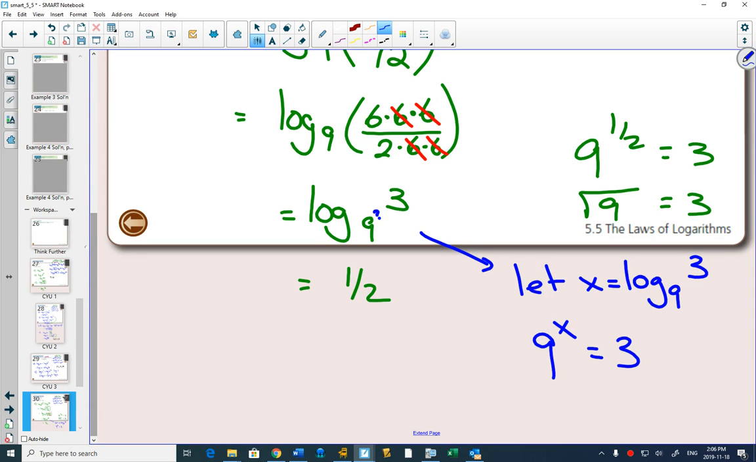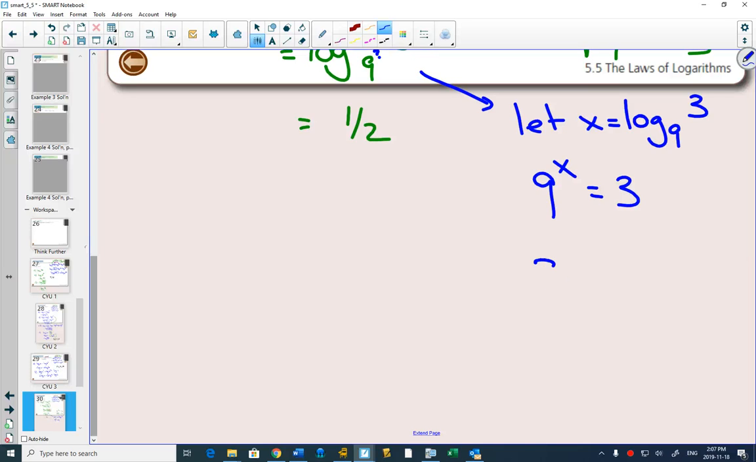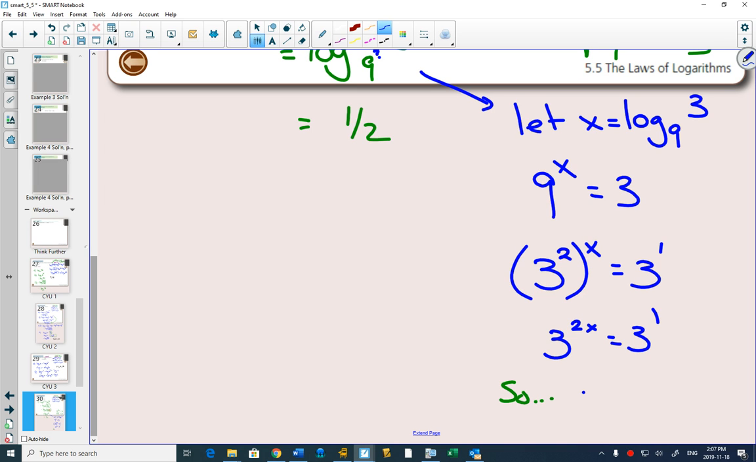Are 9 and 3 ever on your same powers chart? Yes. 9 is 3 squared. So you could change 9 to 3 squared. This would be 3 to the 1. So we get 3 to the 2x equals 3 to the 1. So 2x has to equal 1, and x has to equal 1/2.